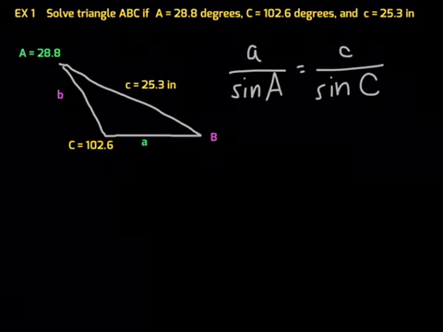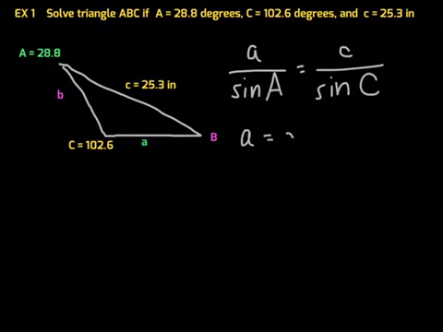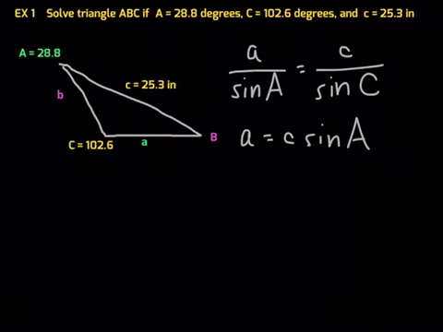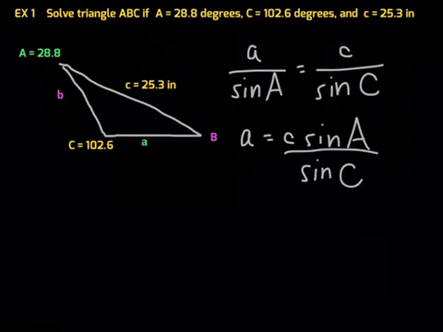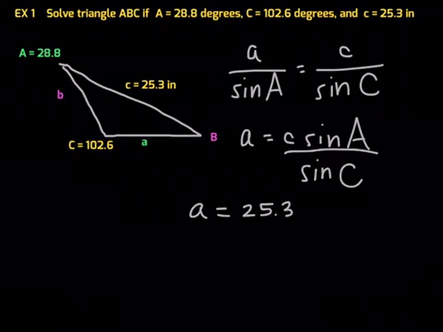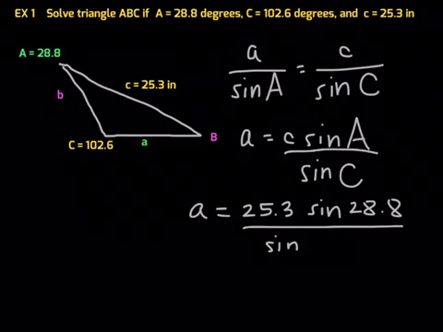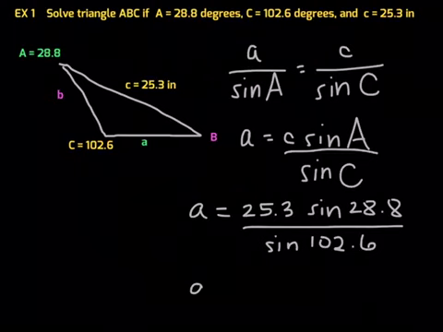If I multiply both sides by sine of angle A, then I'll get a is equal to c times sine of angle A, and then divided by, of course, sine of angle C. Okay, so then I'm going to get that a is equal to 25.3 inches times sine of angle A, which is 28.8 degrees, and then all of this divided by sine of angle C, which is 102.6 degrees. Hey guys, make sure your calculator is in degree mode.